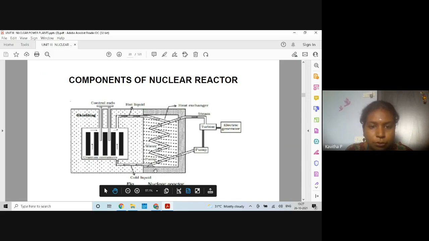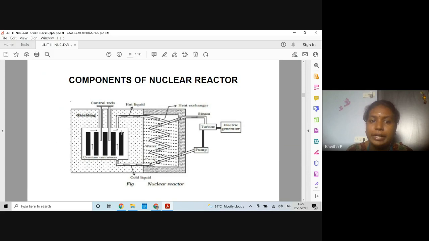In a nuclear reactor, we have the shielding, a protective shield, which will keep the radiations from being exhibited into the atmosphere. And this is the nuclear reactor where the nuclear fission process takes place. These black colored rod-like structures are called the fuel rods, along with the moderators and reflectors.